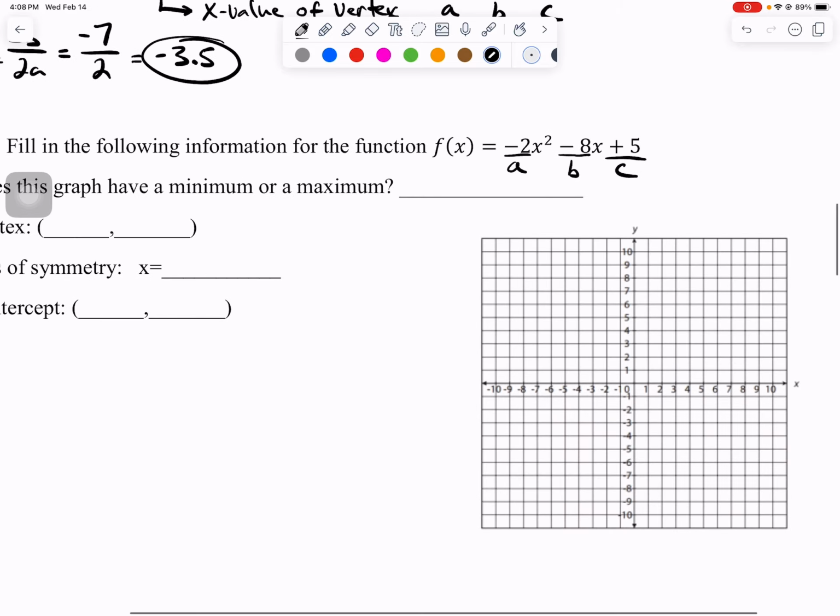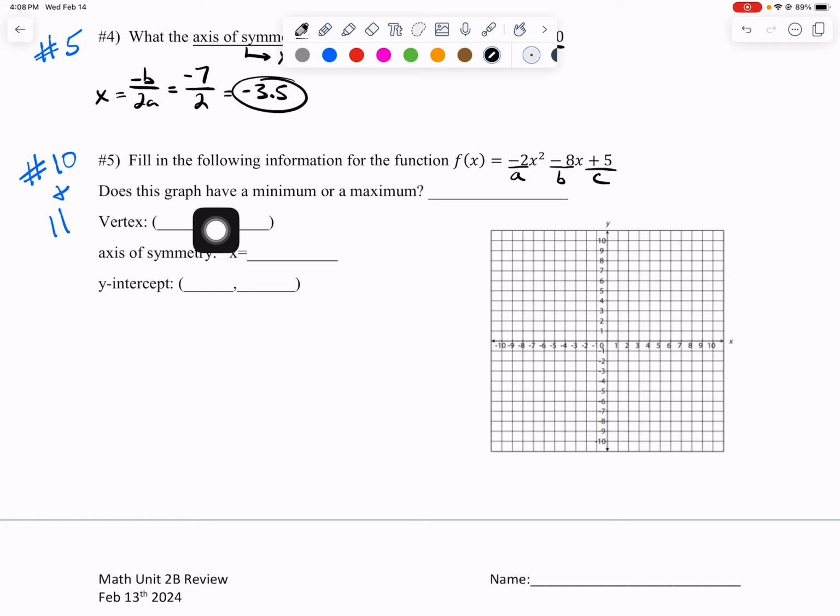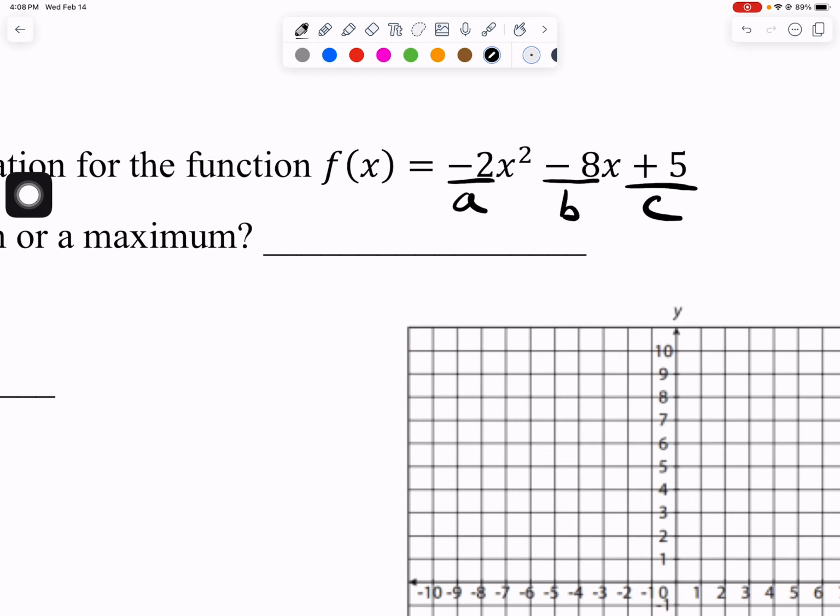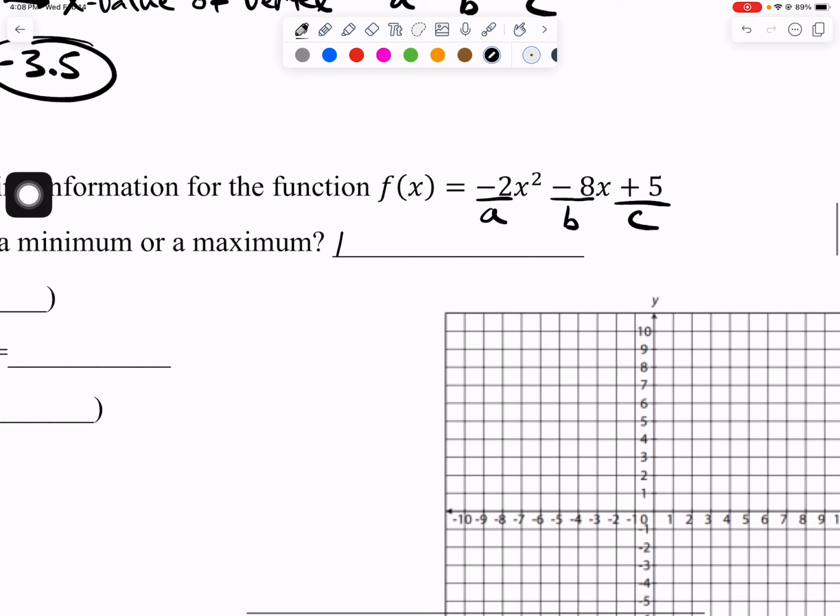All right, so does this function, or does this graph have a minimum or a maximum? Well, taking a look, what's our a value? Oh, great job. Yes, our a value is negative 2. And when our a value is negative, our parabola will frown, giving us a maximum.